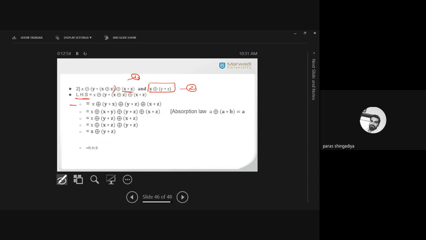So the next step will be, okay, here we first consider the distributive law y star x ring sum z. So that will be y star x ring sum y star z. That is the next step. Remaining all the data are as it is here.